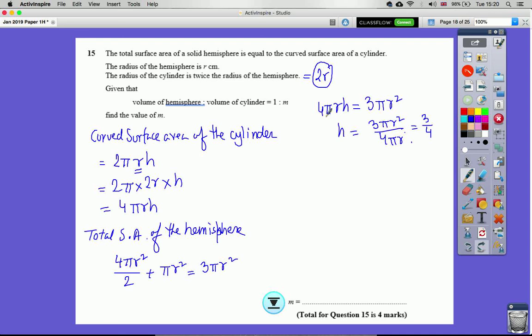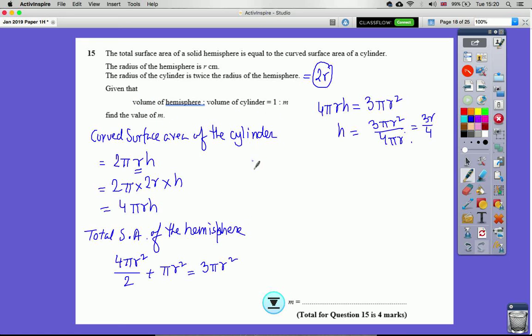Okay, so I made a slight mistake here. 4 pi r h is equal to 3 pi r squared. So h will be 3 pi r squared divided by 4 pi r, which is 3r over 4. Now, it says the volume of the hemisphere to the volume of the cylinder is 1 to m. Find the value of m.